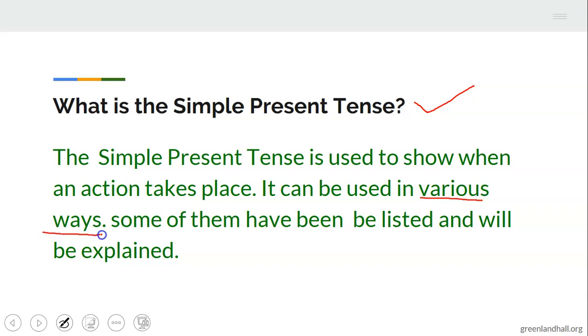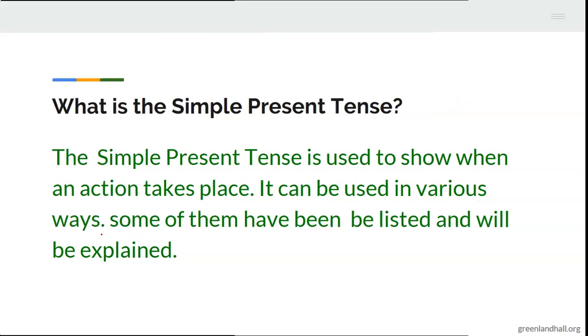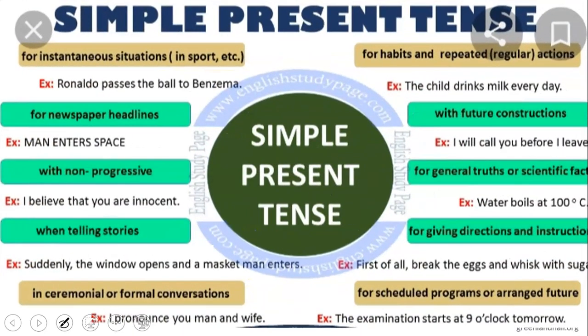Please, I want you to note this. There are various ways you can use them. I've listed some of those ways, and then I will explain them. So please, let's go along with me. The simple present tense, you can see from this chart I have here, can be used for instantaneous situations. Can you say it after me? For instantaneous situations. Good.